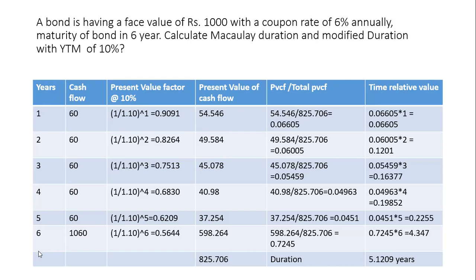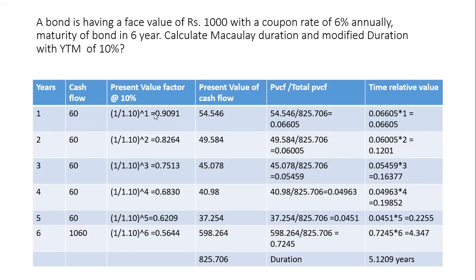You have to write years 1 to 6, and in the 6th year, write the principal repayment of 1000, as you will get back 1000 rupees at the end of the 6th year. The cash flows are the future values, and the PV factor at the YTM rate is used for discounting: 1 divided by (1 plus R) raised to N. So 1 divided by 1 plus 10%, that is 0.10, raised to 1. You will get 0.9091.